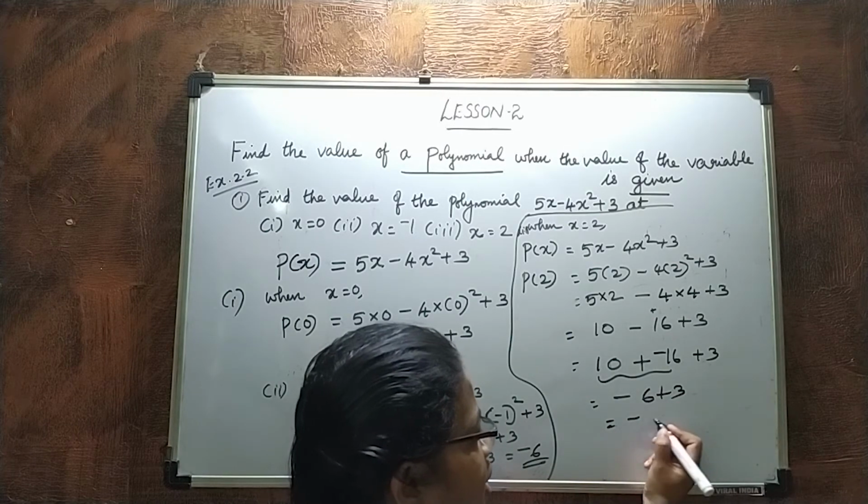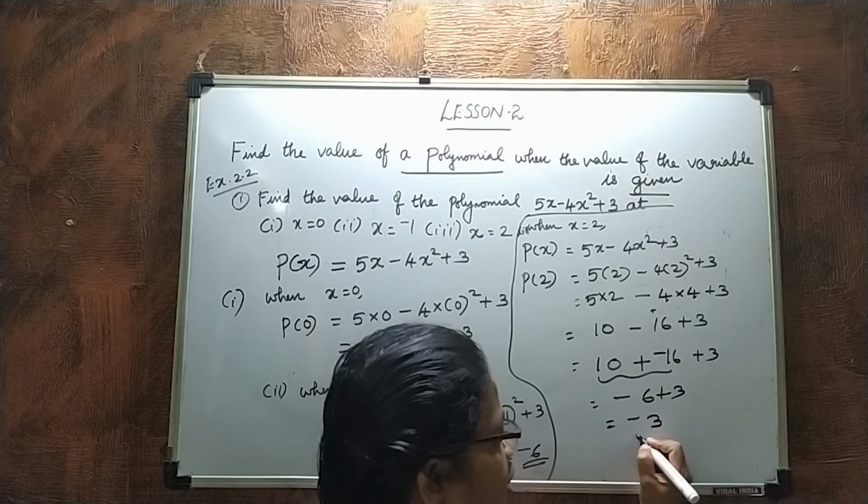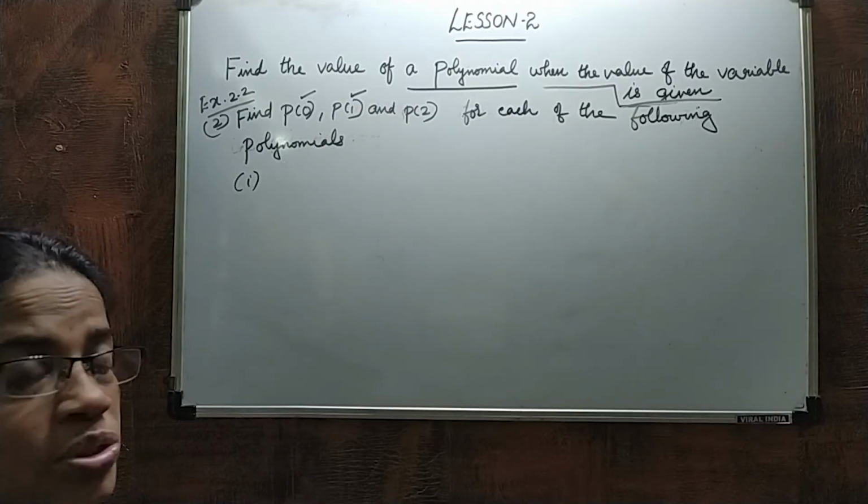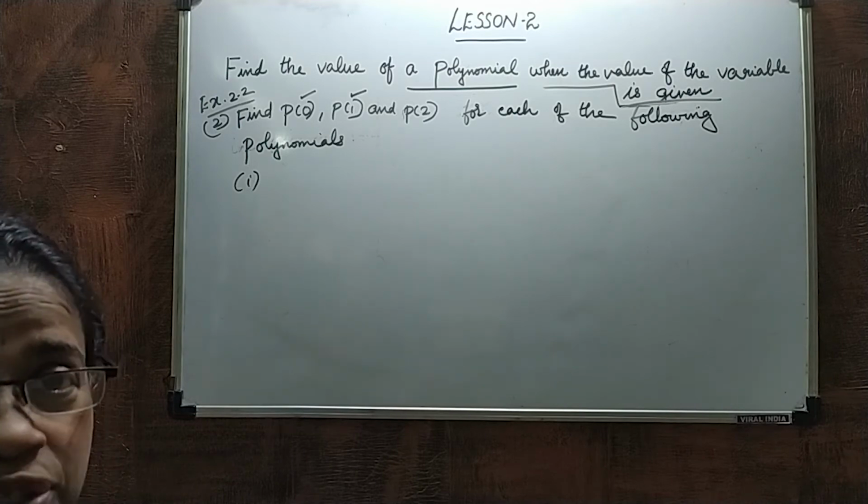Different signs: add, subtract, and put the bigger one's sign. You will get the answer negative 3. Clear? Okay. The next question from exercise number 2.2 itself.